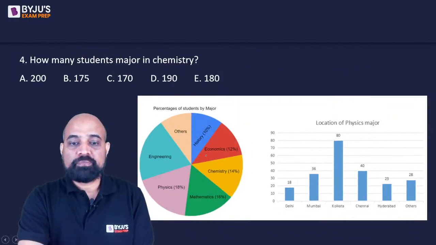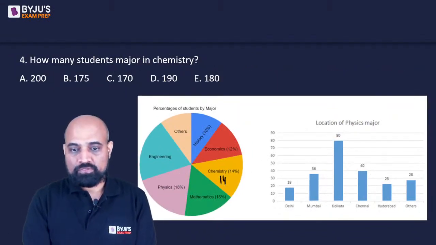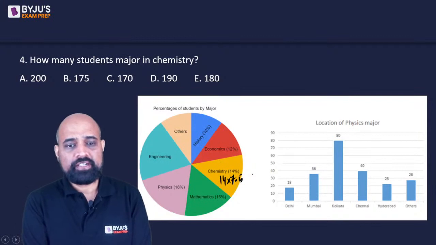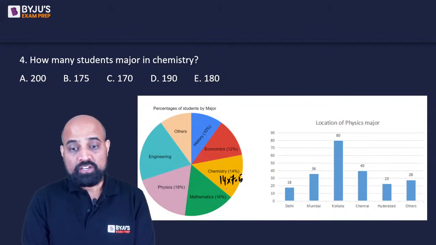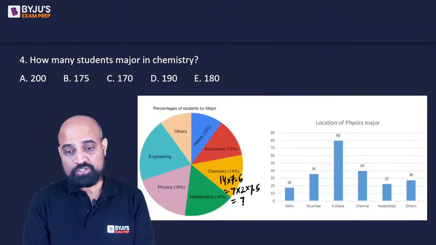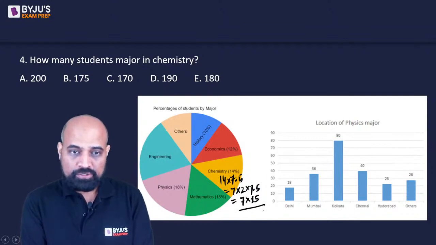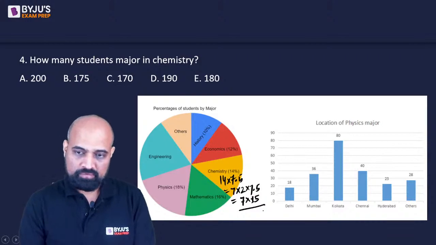So how many students major in chemistry? 14 into 7.5. यही मतलब हुआ, right? So how much is this going to be? So 14 को 7 into 2 लिख लो, and then we have a 7.5. So 2 into 7.5 is 15. So we have 7 into 15. How much is 7 into 15 going to be? 105. Chemistry है ना, 14x.